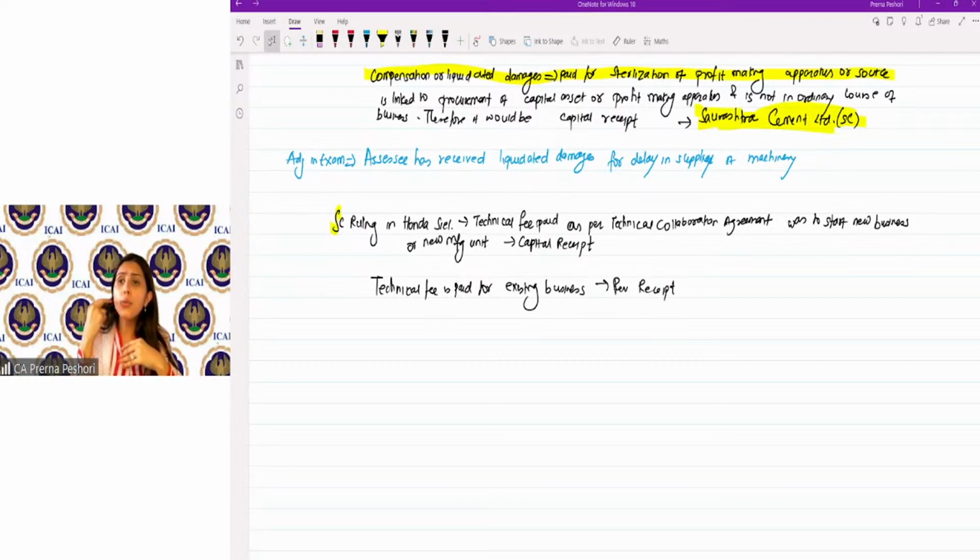Wherein we saw how you have to determine whether a receipt is a capital receipt or not, because a capital receipt is generally not taxable unless specifically provided for that. Otherwise, the revenue receipts are always taxable, right? So we saw that if the receipt is in the course of compensating for the sterilization of profit-making apparatus, which is not in the ordinary course of business, like the liquidating damages that we were talking about, then that receipt would constitute a capital receipt, right?